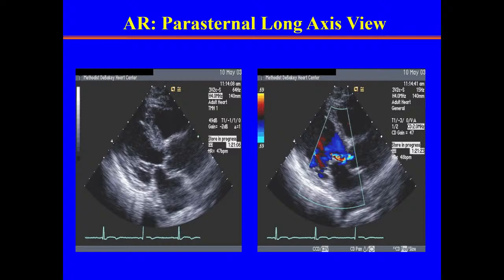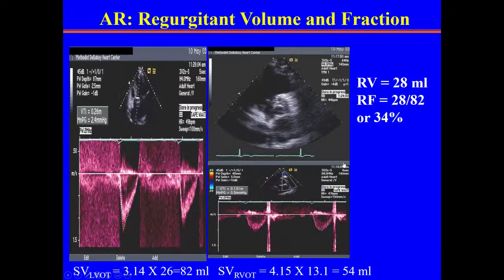Let's look at aortic regurgitation. This is a patient with a dilated root, some eccentric aortic regurg, and we do the same exercise. Flow through the LV outflow tract is 82, flow through the RV outflow tract is 54, and now we have a regurgitant volume, the difference between them of 28, and we can express that as a regurgitant fraction.